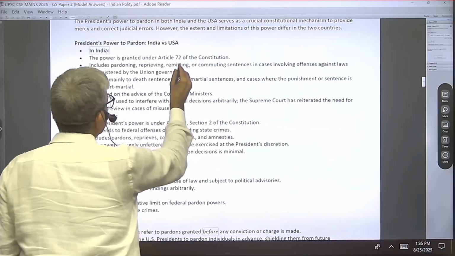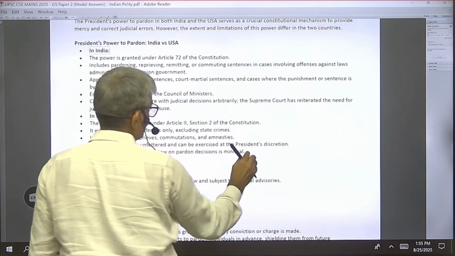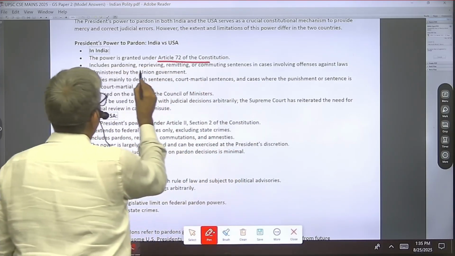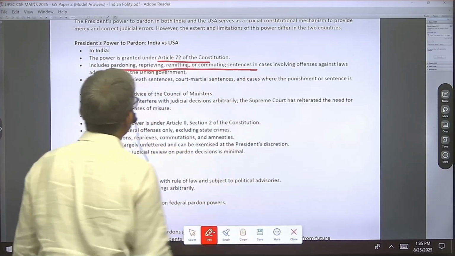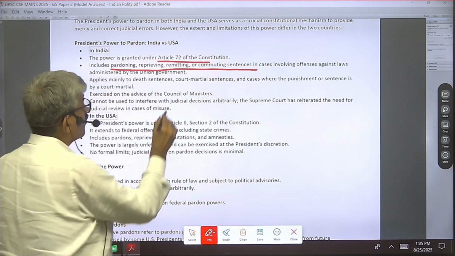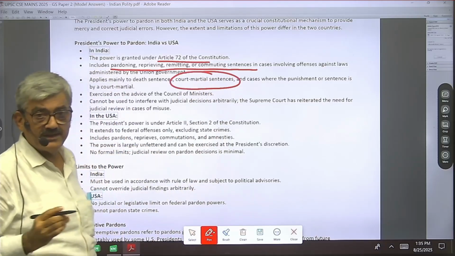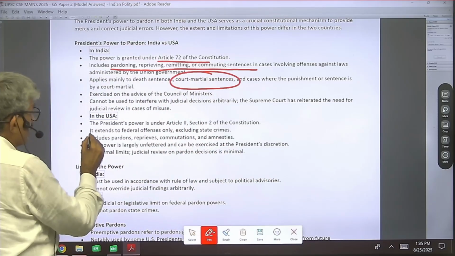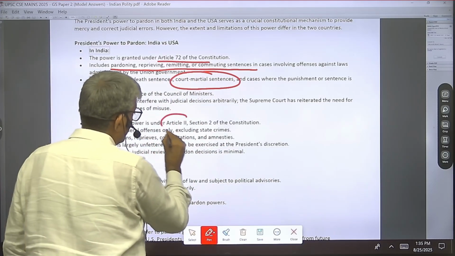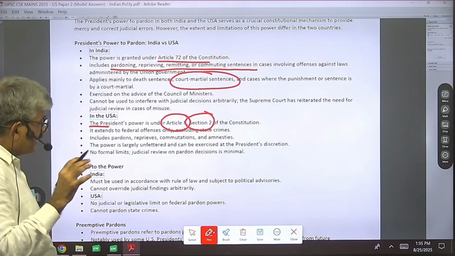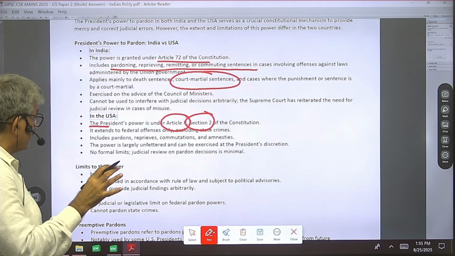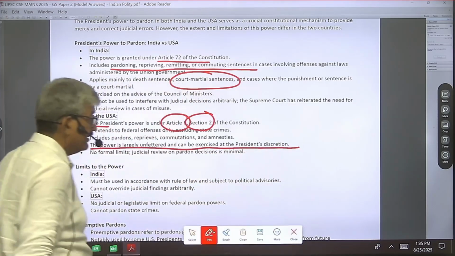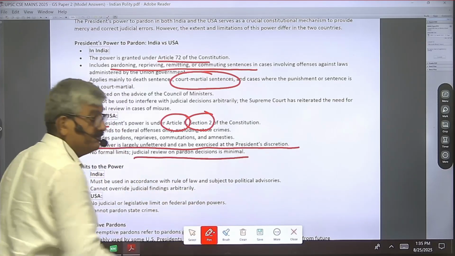under Article 72. We have the power of pardoning, reviewing, remitting, and commuting sentences. It applies mainly to the death sentence in the court martial. This is important for the Indian president, that this power has been given by the constitution. In USA, in comparison, Article 2 section 2 of the constitution gives this power, and what is important to them is the power is largely unfettered, can be exercised at the president's discretion, and judicial review is minimal.